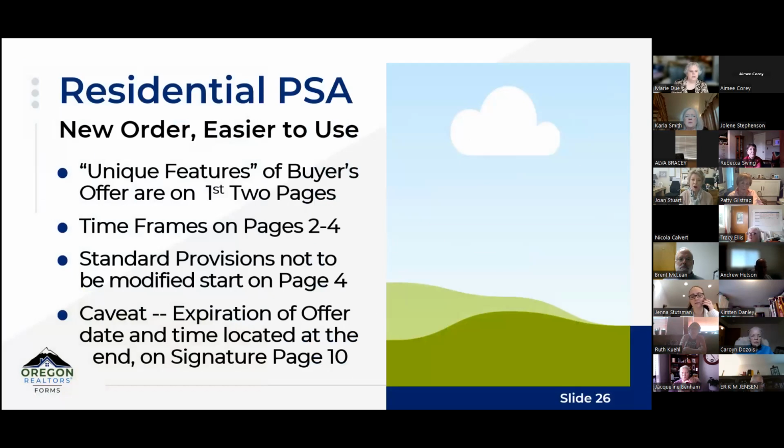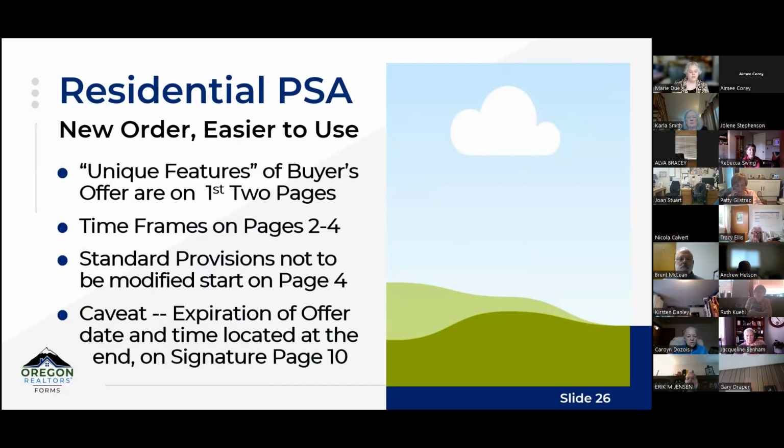Again, unique features, those are on the first 2 pages. Timeframes are on pages 2 to 4. And then standard provisions not to be modified start on page 4. So those are the boilerplate stuff that we've always had. They're all going to be on those first couple of pages. The expiration of the offer date and time is still going to be at the end of the transaction or the paperwork. You'll see it just like we do now.